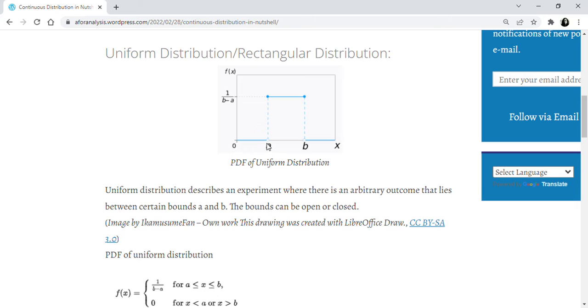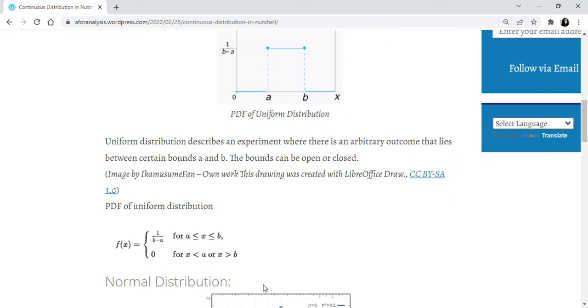But when x is beyond this range, whether it is below a or above the value of b, the curve is the same as y equal to 0. So as we can see here, it is having 0. f(x) is 0 for the range where x is less than a or x is greater than b.